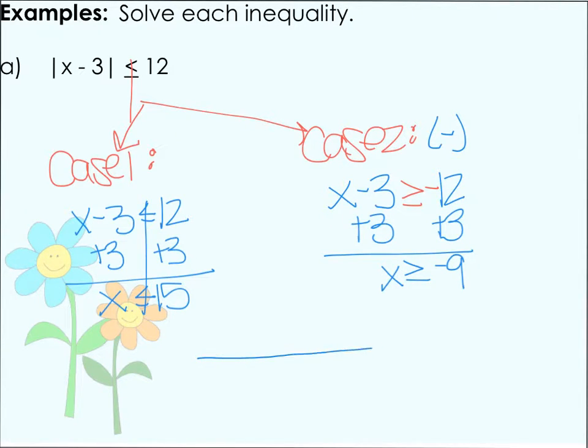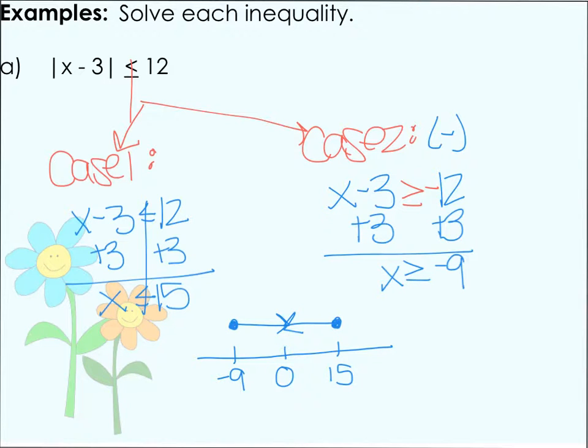Now let's graph them. I'm going to put the two numbers on my number line, and pick some other number to put on it. I don't care as long as it's in the right place. So I'm just going to put in 0. For this one, I want to graph x is less than or equal to negative 15, so closed circle, shading in the smaller direction. This next one is x is greater than or equal to negative 9, so closed circle, and because it's greater than, shading towards the middle.